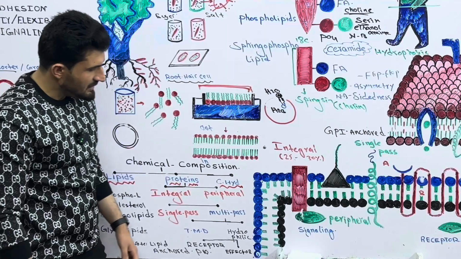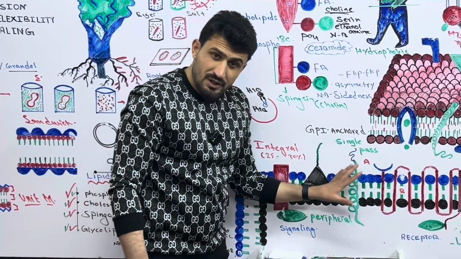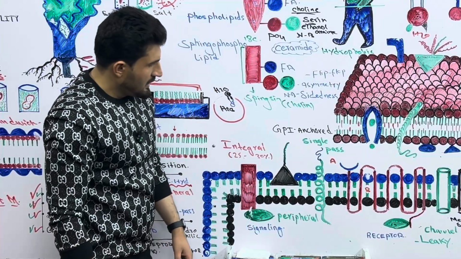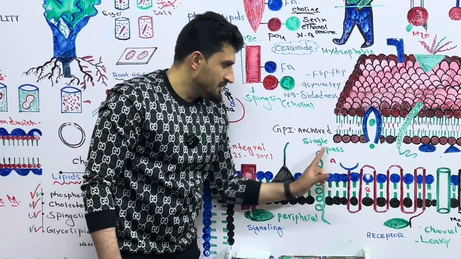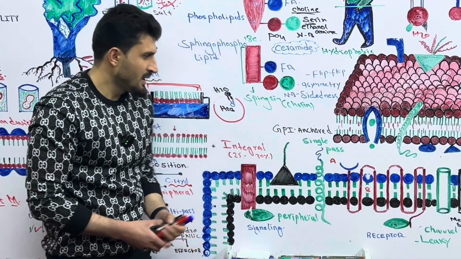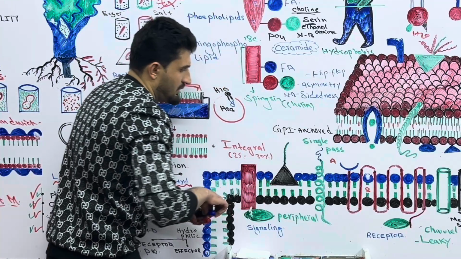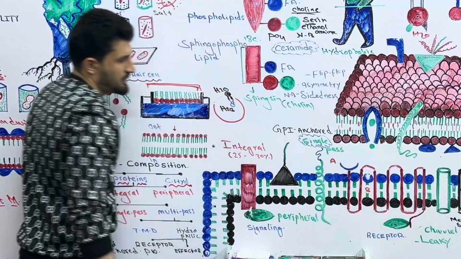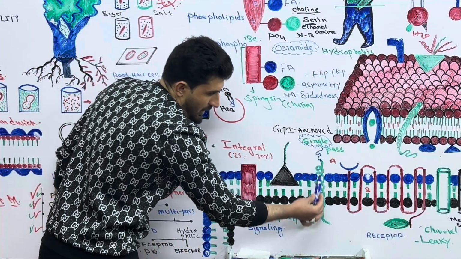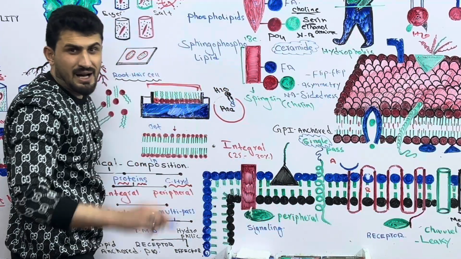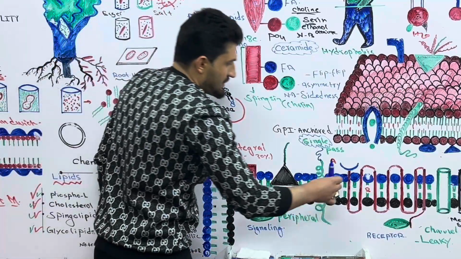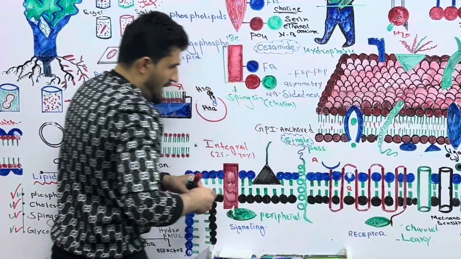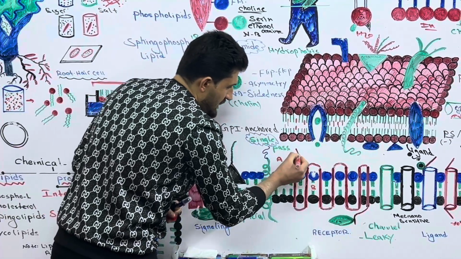Now, integral proteins are those types of proteins that cross over all the cell membrane. Basically, we have two types of integral proteins in our cell membrane. Some types of integral proteins are called single pass integral protein. They pass through the cell membrane one time. Okay. And another type of integral proteins are called multi pass integral proteins.